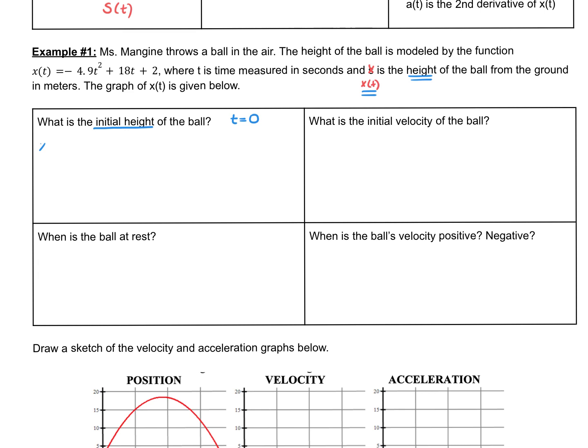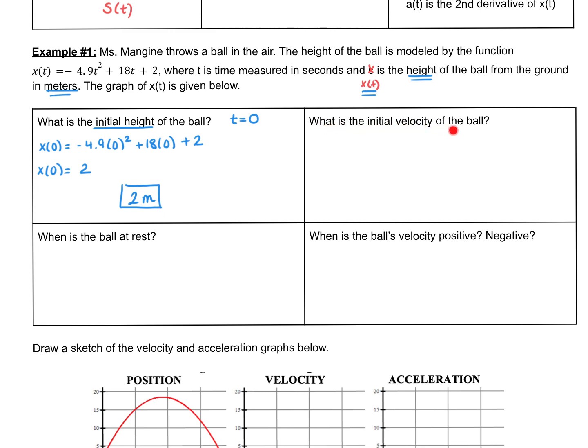So if I want to find that, all I'm going to do is plug 0 into my x of t function. So negative 4.9 times 0 squared, plus 18 times 0, plus 2. Now we can clearly see that this is 0, so the answer is just 2. If we want to put it in context to the problem, we should be saying meters. So 2 meters tall. That's the initial height. And that makes sense, right? I'm going to throw a ball in the air. I'm not starting at ground level. I'm starting 2 meters off the ground, which is likely my height.